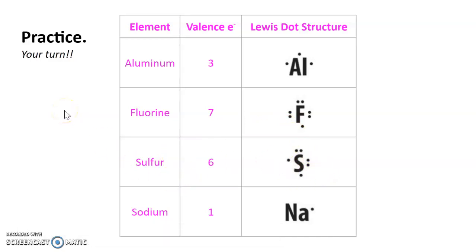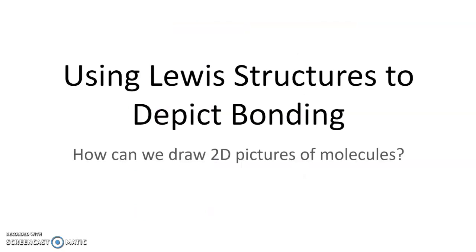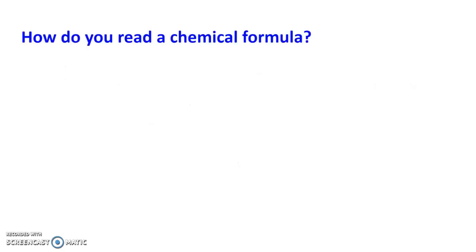Sodium only has 1 little valence electron, and so we just write Na, the symbol for sodium, and then a dot. The reason we like Lewis structures is because they allow us to make 2-dimensional pictures of molecules, which, if you're a chemist, is actually super handy. So, to do this, we need to think about how do we read a chemical formula.